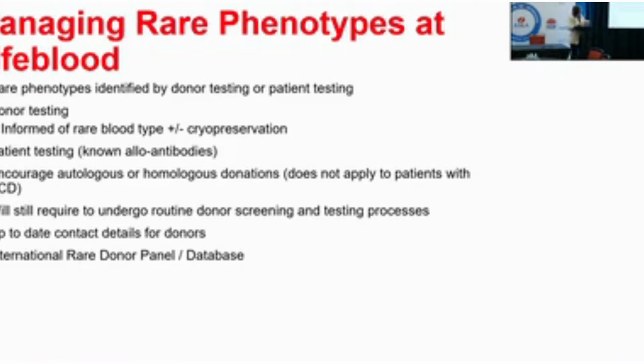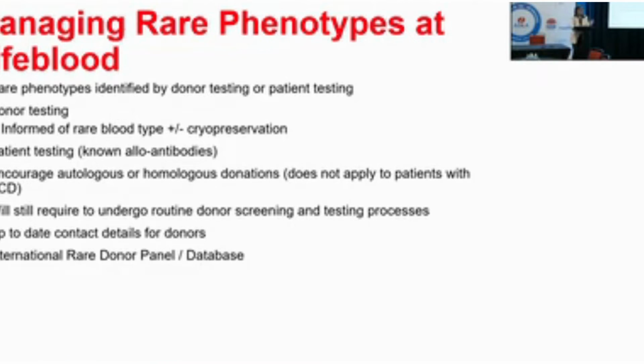At Lifeblood, we find rare blood groups either in our donors or in patient samples that get sent to us when someone has an antibody. Once we've identified a rare blood group in a donor, we'll send the donor a donor card and say, thank you for donating, you've got a very rare blood group. We would advise that you have some of your own blood stored in the system in case you need it at some stage. So we encourage autologous and homologous donations. Obviously that's not applicable to the sickle cell patients.